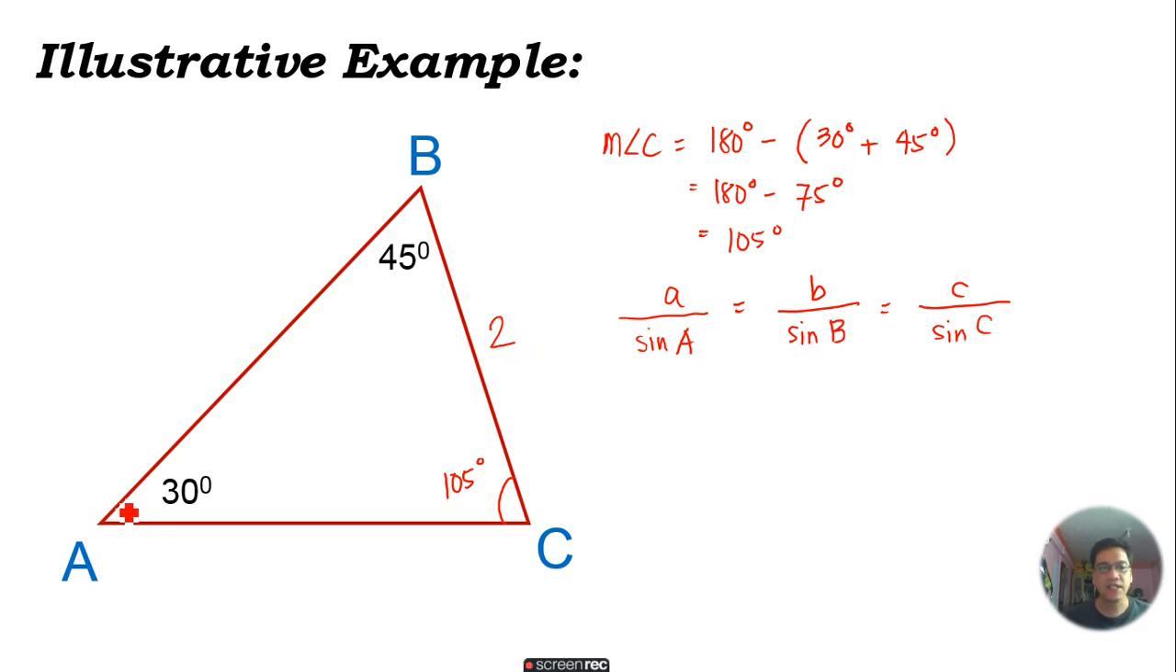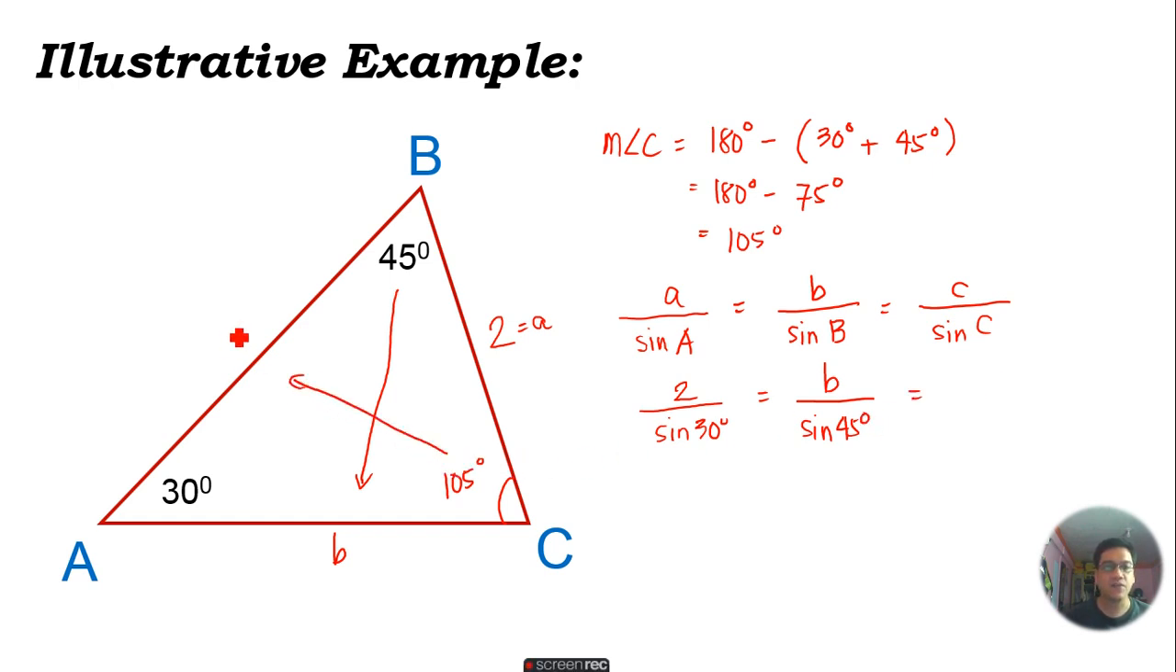Now, let's label. This is angle A, so of course, the opposite of angle A will be side A. So this 2 is our side A. So this will be 2 over sine 30 degrees, which is equal to side B. We don't have a value for B, so let's just keep B over sine of 45 degrees. Then it equals C, opposite of angle C, so that will be C over sine of 105 degrees.